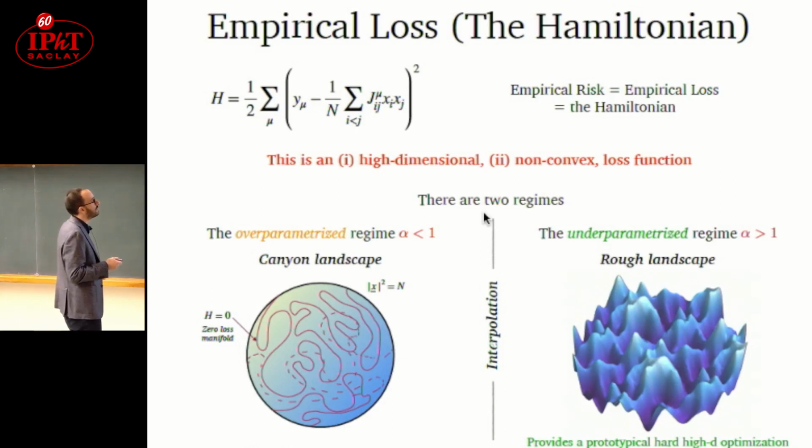And then there is another regime in which I have more data points than degrees of freedom, and this is called underparameterized. And in this case, I can have a kind of rough energy landscape. You can have plenty of minima, and I will focus on this regime because this provides a prototypical hard high dimensional optimization problem where I can benchmark my algorithms. So why is it hard? Because typically you expect that you have exponentially many minima in the dimension of the system. Okay, so let's focus on this regime.